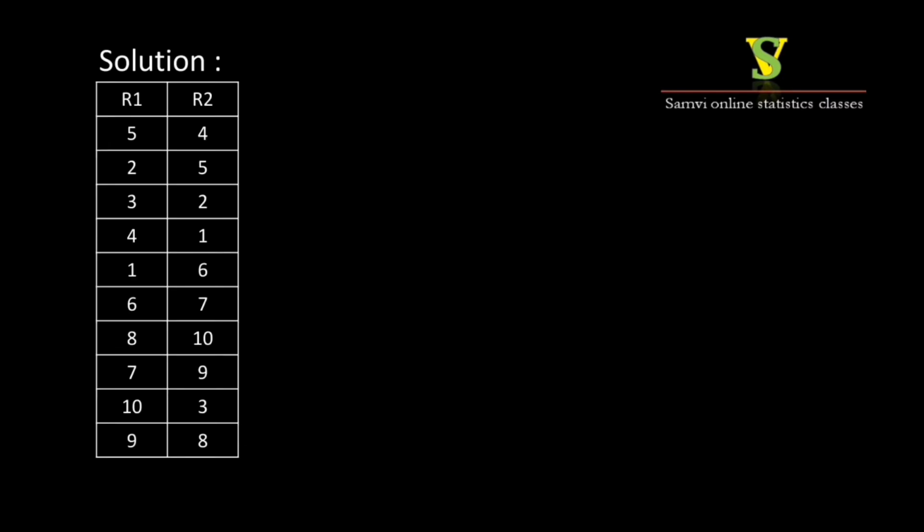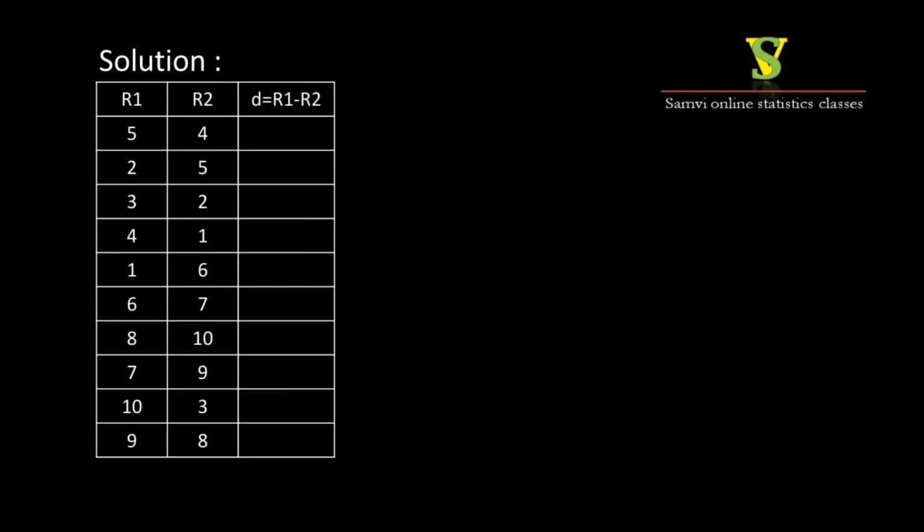So we have to write R1 for the ranks allotted by judge 1 and R2 for the ranks allotted by judge 2. If you compare this example and the previous example, in the previous example they gave the variables, so first we allotted the ranks, then we calculated D. But in this example they are given the ranks, so we directly take R1 and R2. Now you have to find out what D is. D is nothing but the difference between R1 and R2.